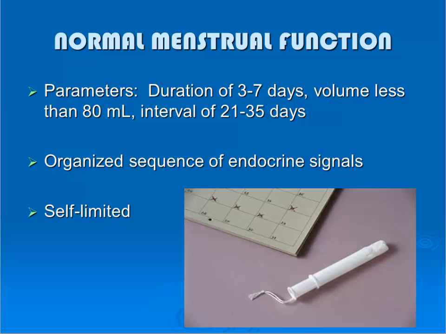Endometrial sloughing of tissue is self-limited because the tissue is stabilized by exposure to progesterone, and the superficial layer of the endometrium is sloughed at the same time, leading to organized regeneration with the next cycle.